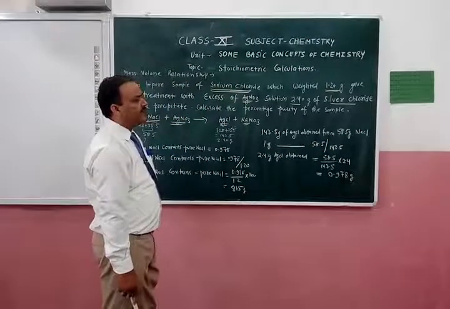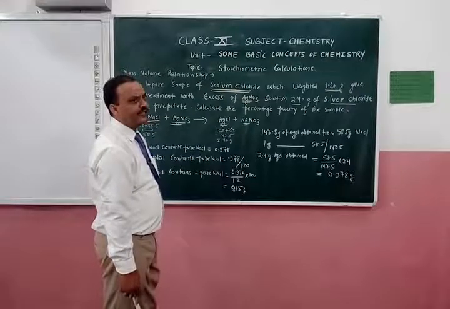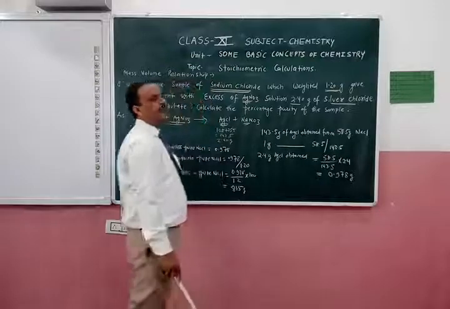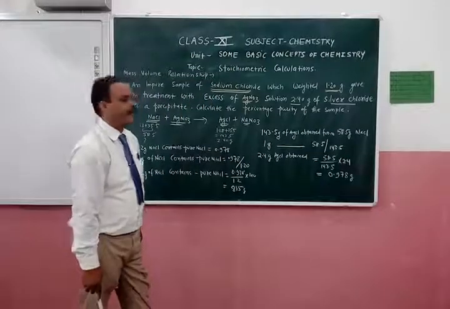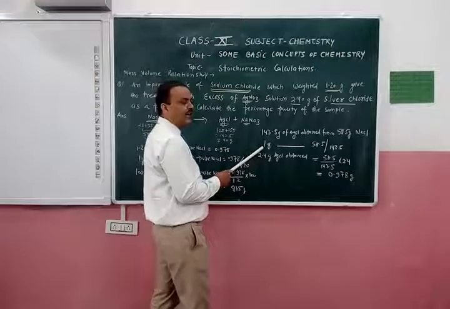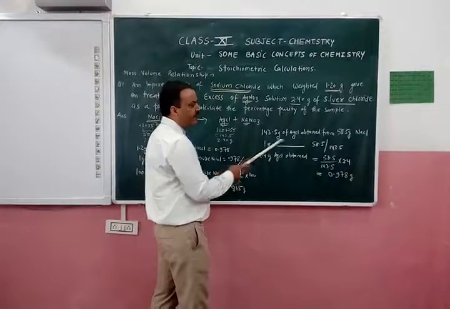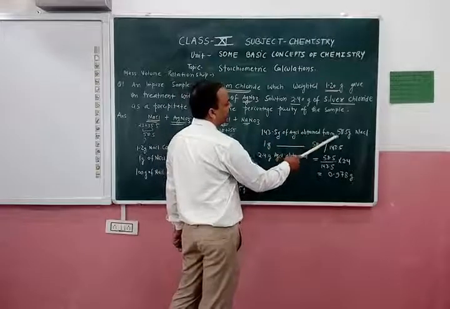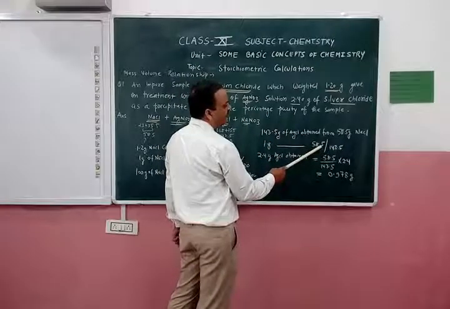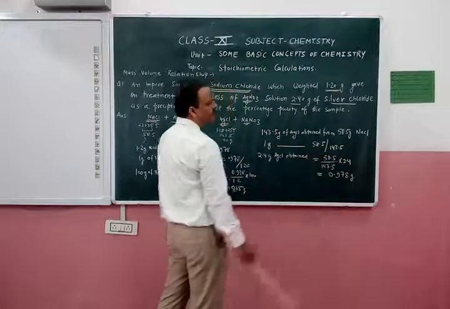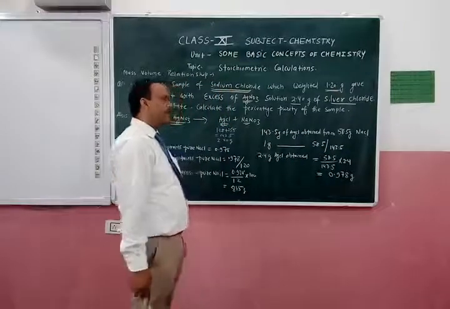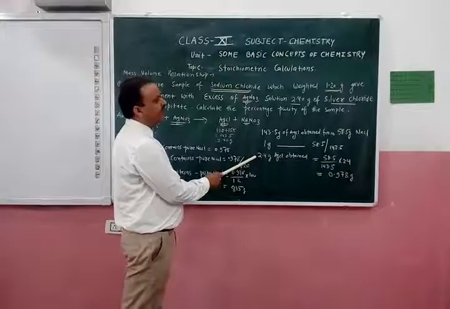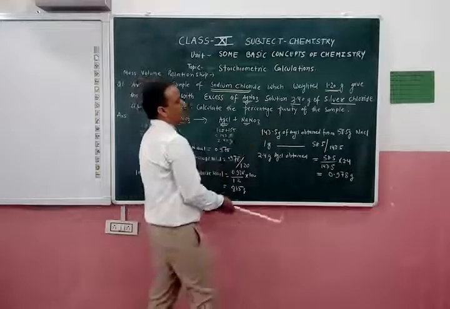143.5 gram of AgCl is formed in the reaction when we take 58.5 gram of NaCl as a reactant. If we take 1 gram of AgCl, then the amount of sodium chloride required will be 58.5 divided by 143.5. In the question, the quantity we are getting is 2.4.